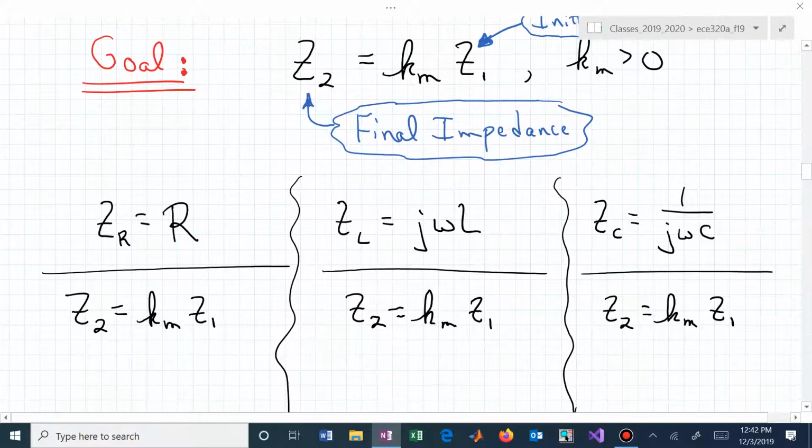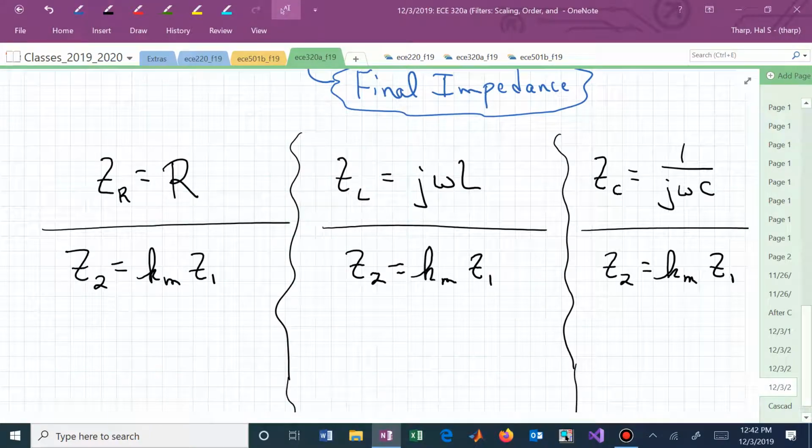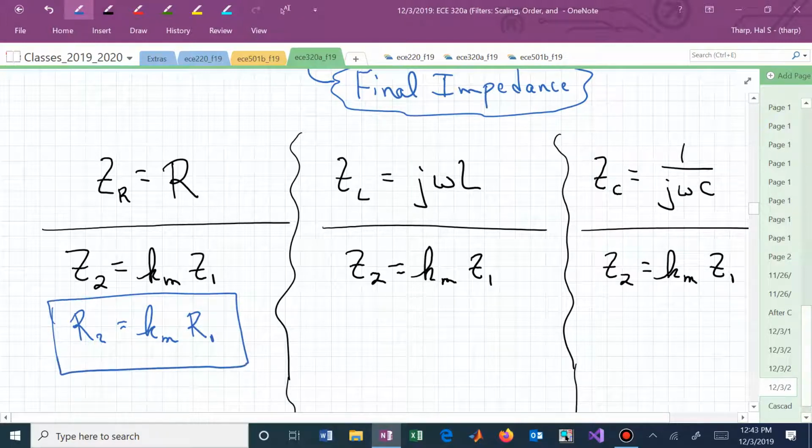So now we simply plug in the appropriate expressions for Z sub 2 and Z sub 1. Z sub 2 is just R sub 2. We have K sub m, and then Z sub 1 is just R sub 1. If we need to magnitude scale resistors, then we simply scale them by the magnitude scaling amount, K sub m, that we've determined we need.